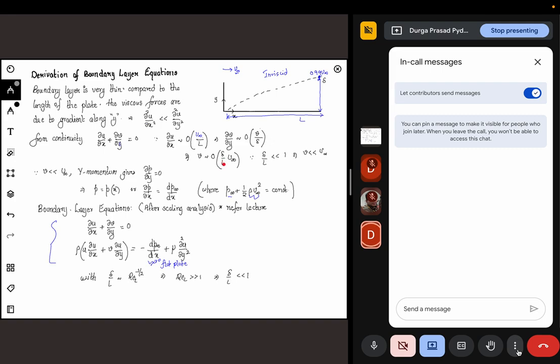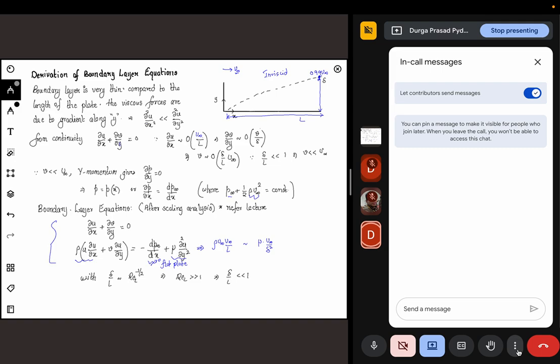So we want to understand what is the scale of this delta by L. If I apply the scaling analysis here, this first term, rho times u, will be scaled as u infinity, and this will be scaled as u infinity by L. The same goes here for mu times del square u by del y square. Since we neglected only this term and these two terms are still remaining, both of them should be of the same order.